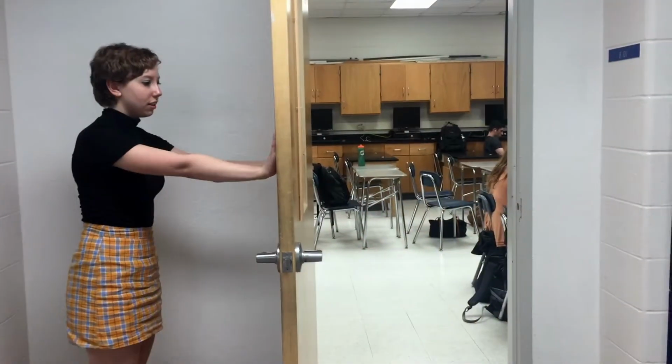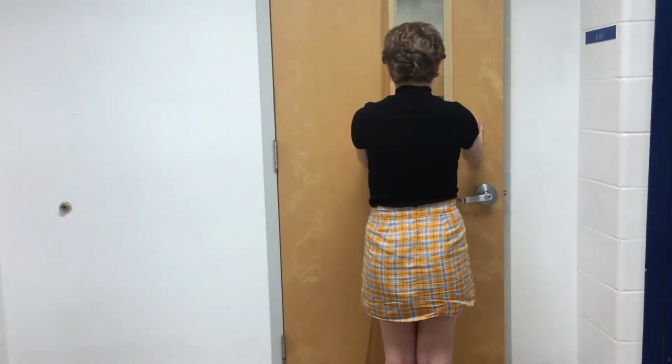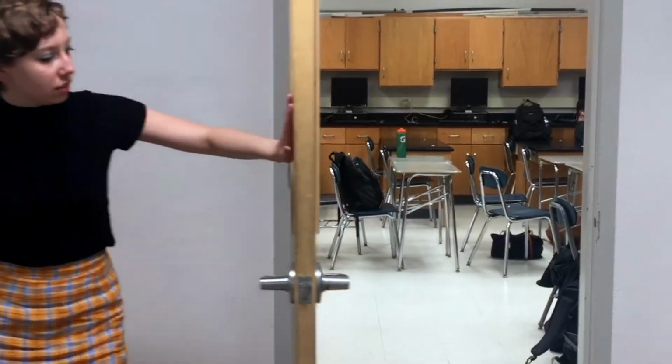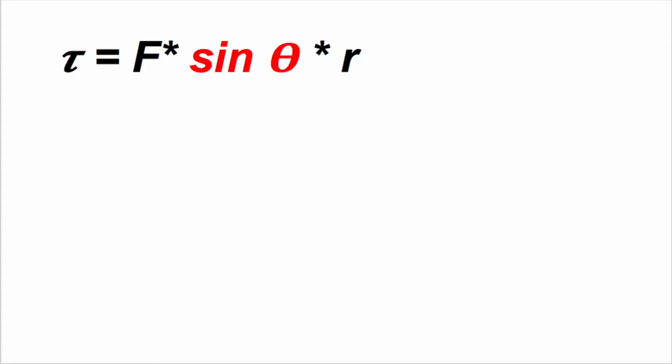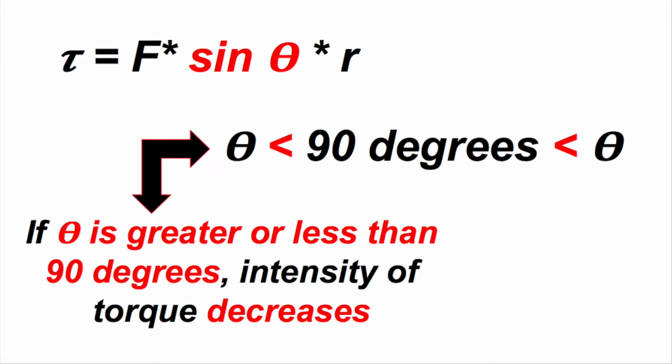Through the door? Let's think about this in terms of torque. If the door was open, the greatest possible torque could be exerted at a perfectly perpendicular angle, 90 degrees. You may think that pushing the door at an angle will result in a higher torque, but this is not the case. Because of the sine theta part of the torque equation, any angle greater than or less than 90 degrees will lead to a lesser overall value of torque.